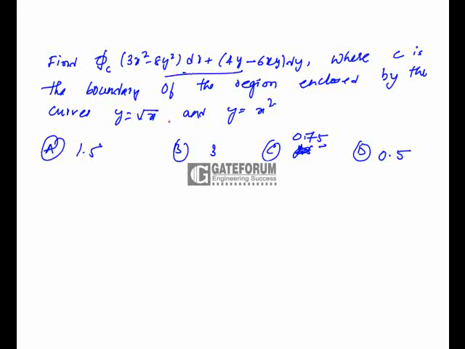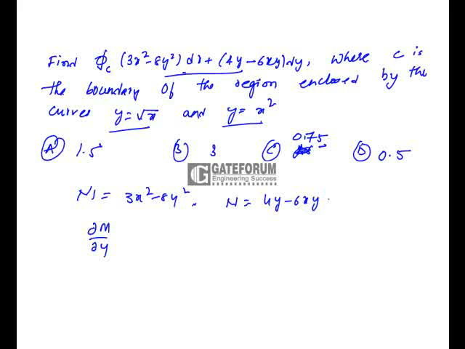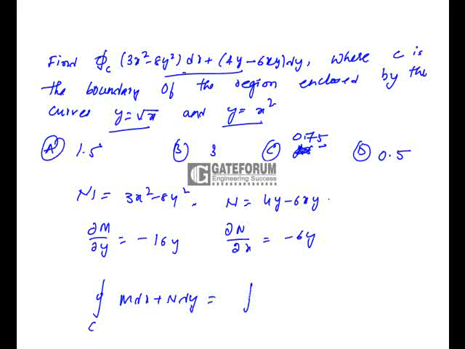Value of the integral whose boundaries are enclosed by the region y is equal to root x and y is equals to x square. Now M is given as 3x square minus 8y square, and N is given as 4y minus 6xy, and dou M by dou y is nothing but minus 16y, and dou N by dou x is nothing but minus 6y. So we can use Green's theorem here to solve. Integral over C M dx plus N dy can be written as double integral over R of dou N by dou x minus dou M by dou y dx dy.